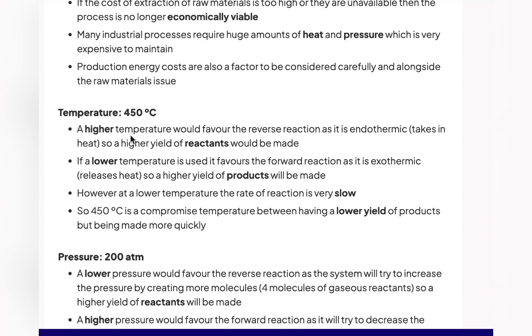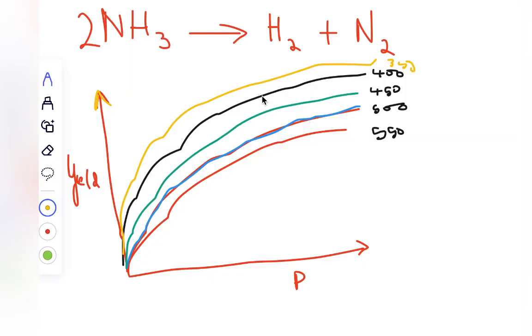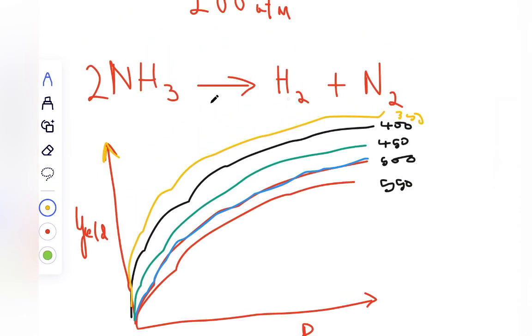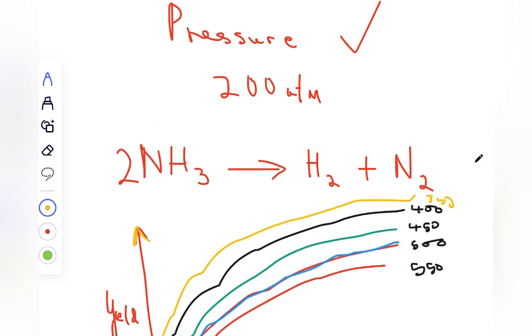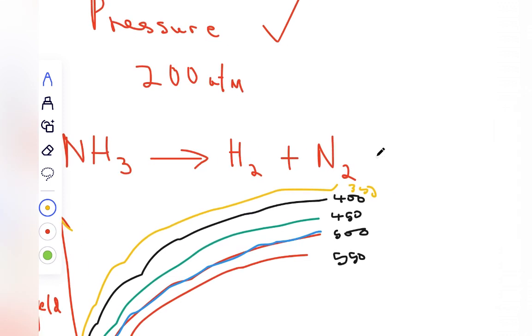A higher temperature will favor the reverse reaction. We already mentioned this. If you increase the temperature more than this, you'll be favoring the reverse reaction, the reversible state. You'll be favoring the backward reaction. This one, you'll be favoring the decomposition of ammonia into hydrogen and nitrogen, not the forward reaction. Remember, this is the reverse reaction. We can write reverse here.